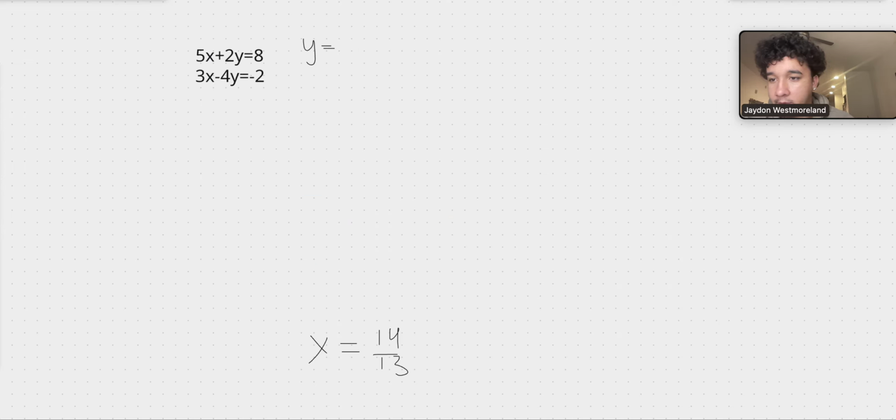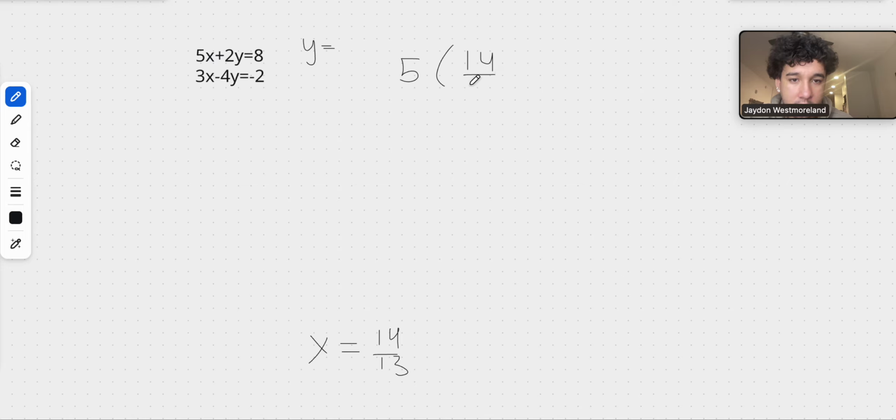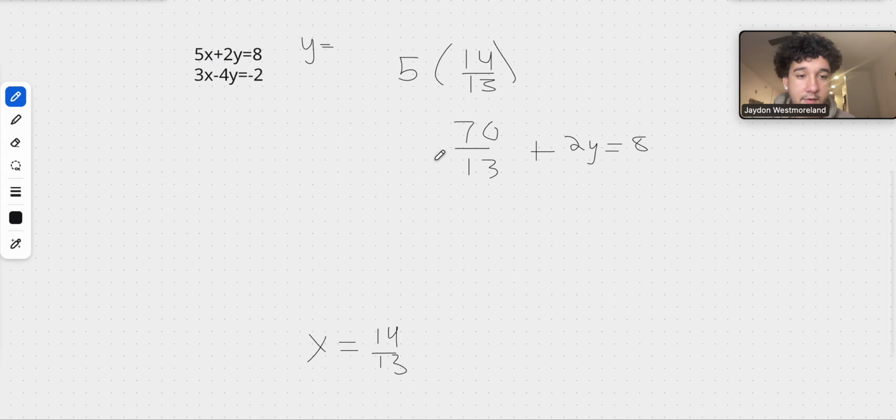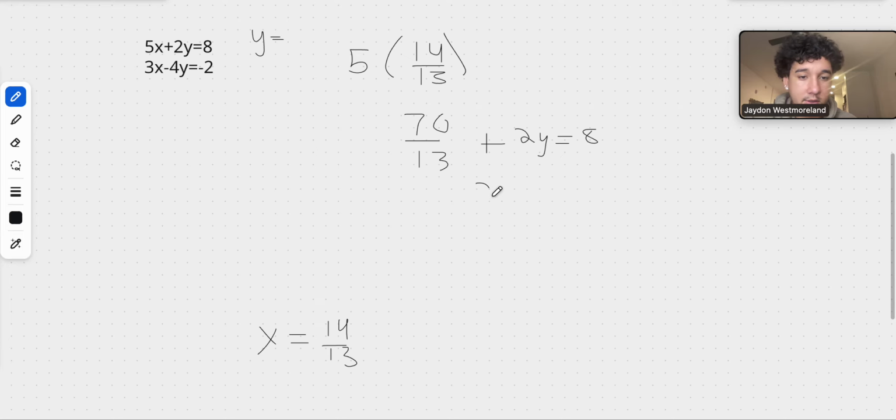Okay, so 5 times 14/13, sorry. Okay, 5 times 10 is 50. 5 times 4 is 20. So this ends up equaling 70. So 70 thirteenths plus 2y is equal to 8. Okay, I subtract 70 thirteenths to the other side.